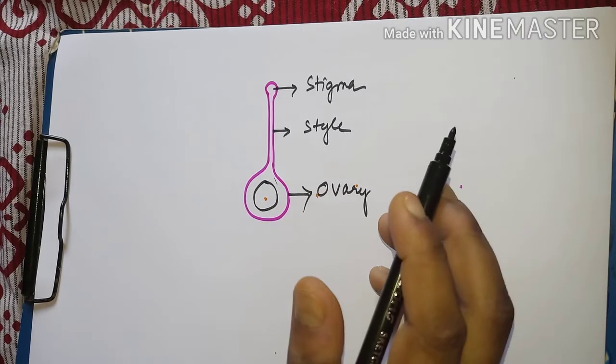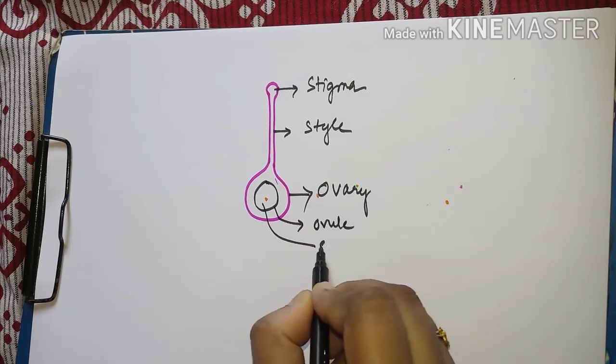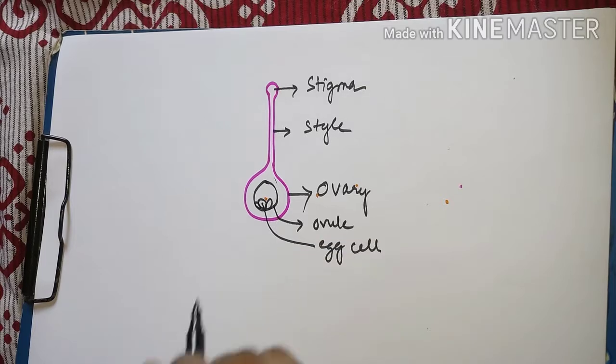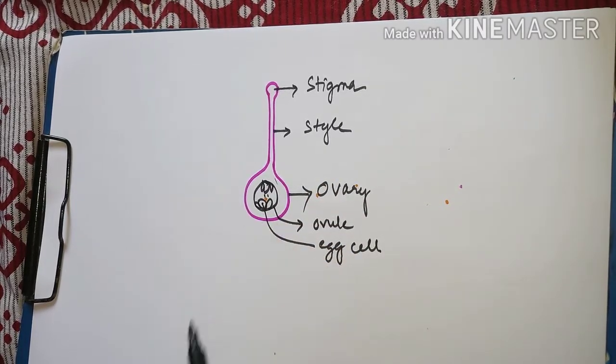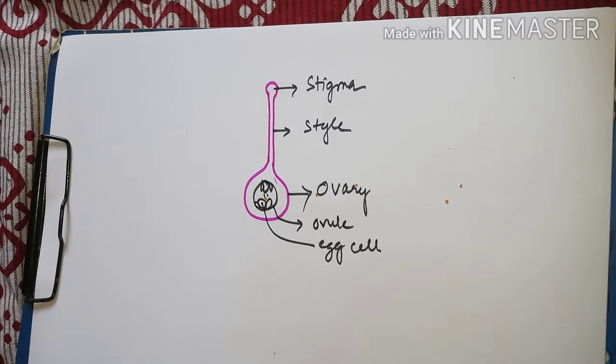Inside the ovule the egg cell will be present. So this is the ovule, and inside the ovule there is the egg cell. This one is the egg cell, and nearby many other cells are present, with two polar nuclei. So the egg cell will be present, and that is where fertilization will take place. So this is about the different parts of the flower and their functioning.